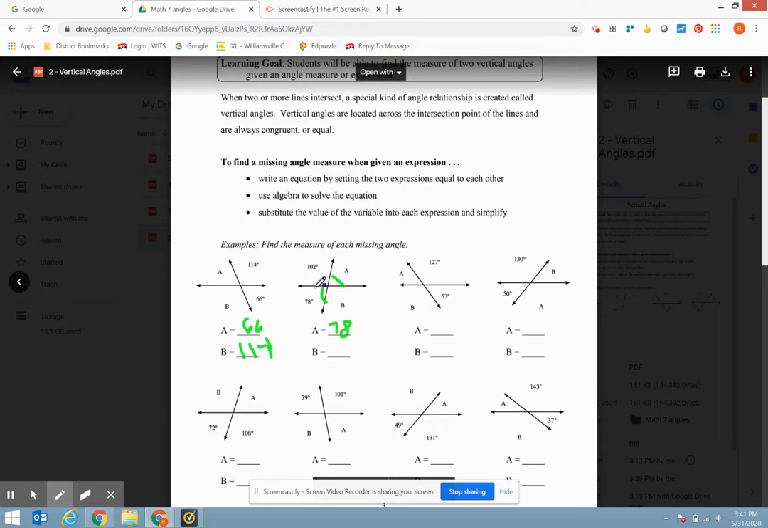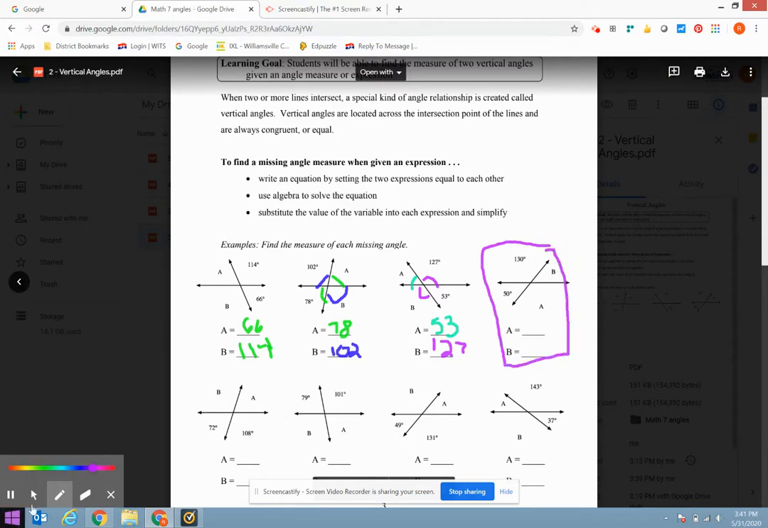And if this angle is 102, then this angle marked B is also 102 because those are opposite each other and vertical. So in this next question, what do you think the measure of angle A is? A is 53 because it is opposite or vertical the angle marked 53 degrees. If this angle is 127, what do you think angle B is? And it should be 127. Okay, try this next one on your own right here.